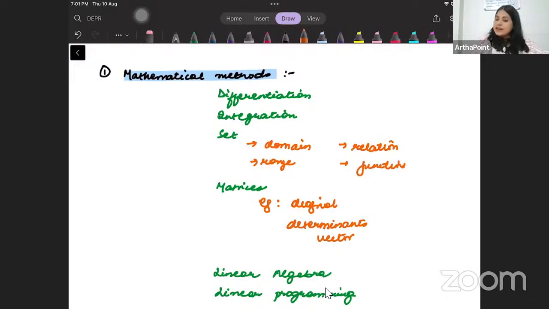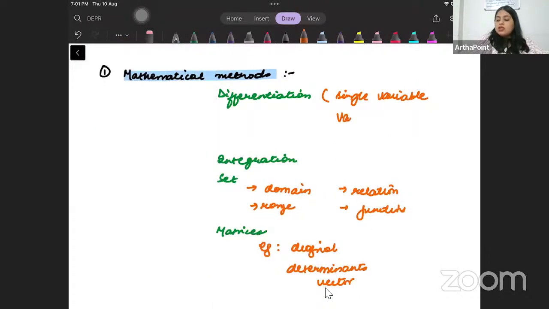ठीक है. Integration में आना चाहिए. You should be aware about all the type of integration. Differentiation में भी partial differentiation, multivariable differentiation, single variable, and multiple variable. So you must be aware about all these concepts. And their economic uses also.